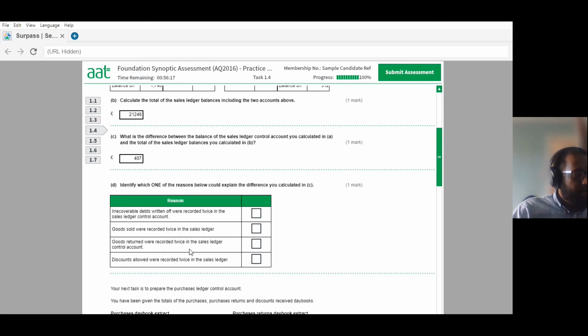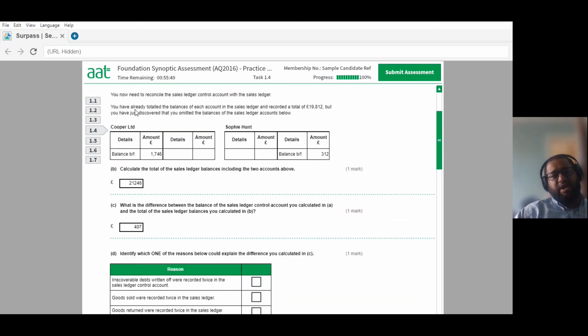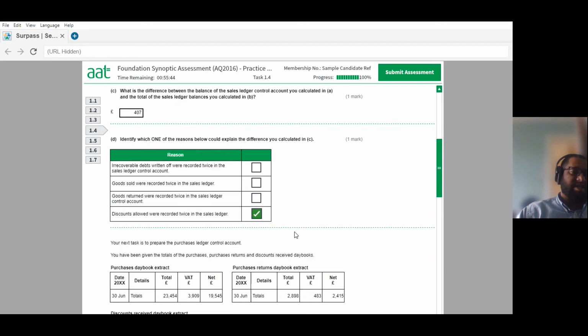So what do you need to do? You think all three of them are wrong. The fourth one is going to be the right one, but we will prove it. Let's check it. A discount allowed was recorded twice in the sales ledger. What happens with the discount allowed? Similar to your goods return, but this time it's been recorded in the sales ledger twice. So your sales ledger's balance has come down even further than your sales ledger control account. Therefore, it matches this particular narrative. Therefore, we will say this is the appropriate answer, guys.